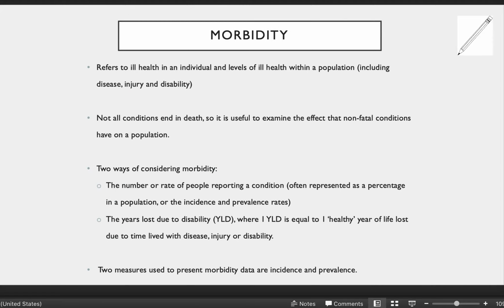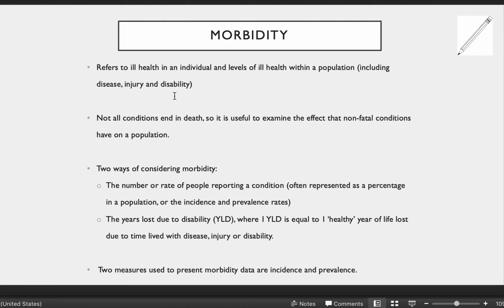Now, the next thing I want you to take some notes on is morbidity. So this is not mortality, it's different. This is morbidity. In terms of morbidity, we're talking about people who have ill health, and the rate at which people have ill health in their life. So we refer to ill health as disease, injury, or disability.